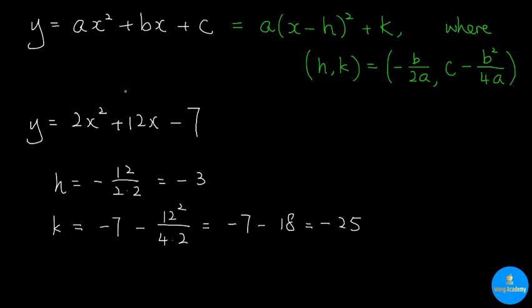Hence, completing the square of this quadratic function will give us a, which is 2, times x minus h, which is negative 3, all squared, plus k, which is negative 25. Isn't this exactly the same as what we got previously? Therefore, if we know the vertex formula by heart, then we could skip some of the algebra and finish the completing square process right away.